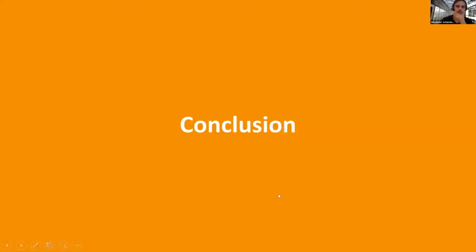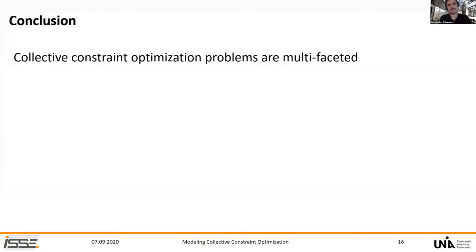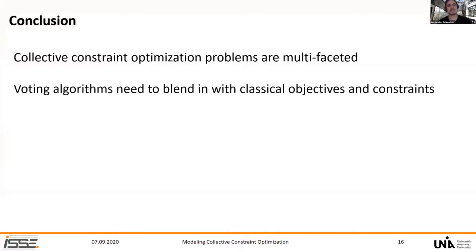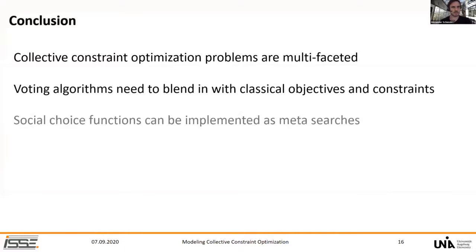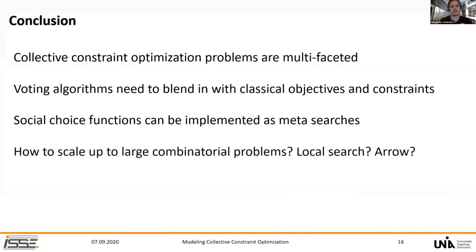So to conclude, we believe that collective constraint optimization problems are multifaceted, and a lot has happened in the community since the first ideas of collective constraint solving. And we need to take account of those stronger solvers that we have today. We need to blend in voting algorithms with classical objectives and constraints. There are some social choice functions which we already can implement on the modeling level with any existing solver. And an important question remains, how can we really scale this up to large combinatorial problems? Can we get lucky with local search, or will Arrow be our enemy that makes all of these approaches useless?